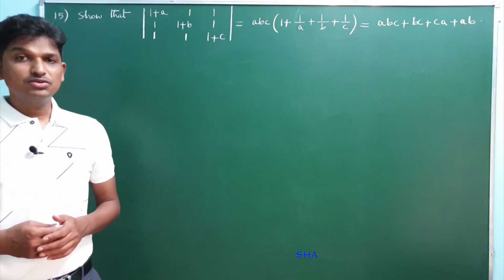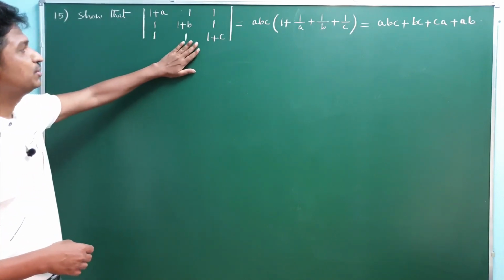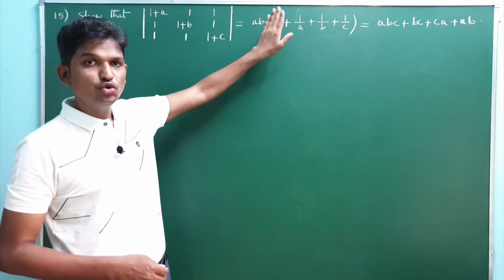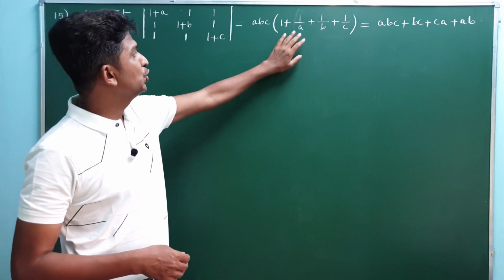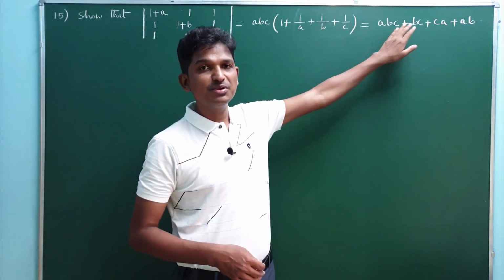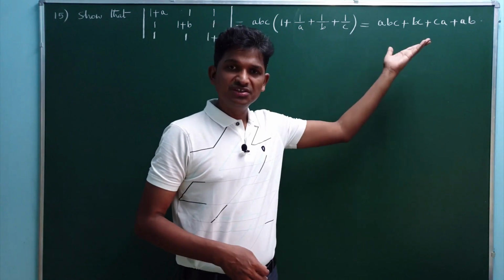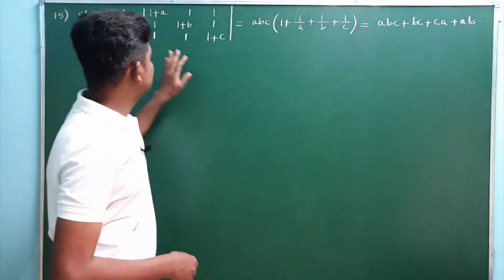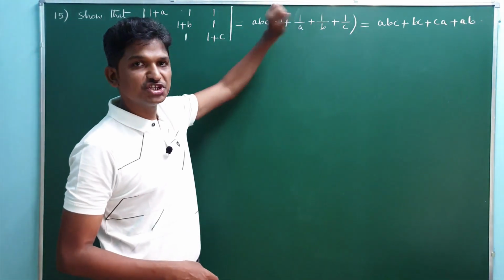This is the last question in this class. We need to show that the value of this determinant is ABC into 1 plus 1 by A plus 1 by B plus 1 by C, and we need to show that this is equal to ABC plus BC plus CA plus AB. From here to here, proving is very easy. Only the main part is we need to show that the value of this determinant is equal to this expression.